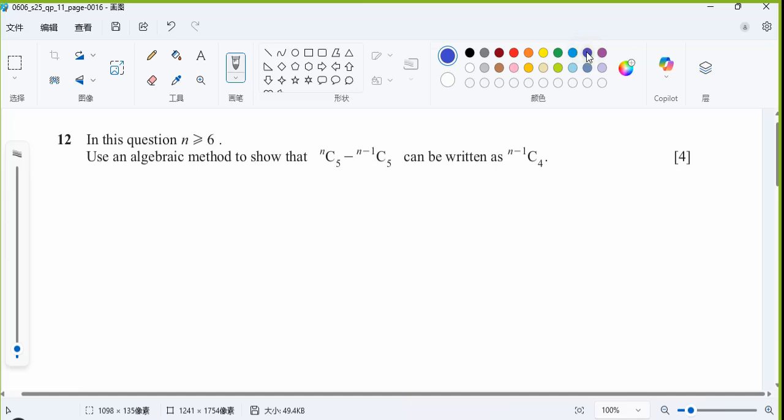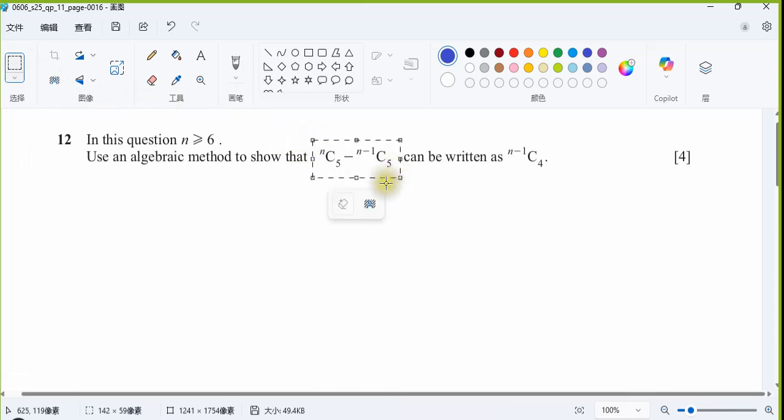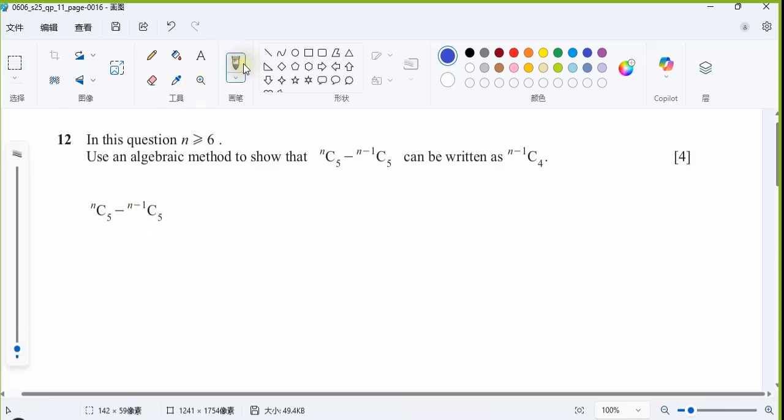In this question, n is greater than or equal to 6. Use an algebraic method to show that nC5 minus (n minus 1)C5 can be written as (n minus 1)C4. So we know that nCr will be n factorial over r factorial times (n minus r) factorial.